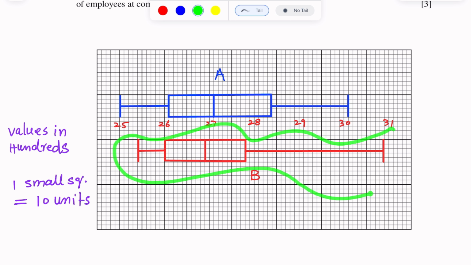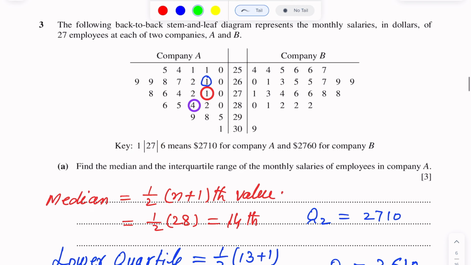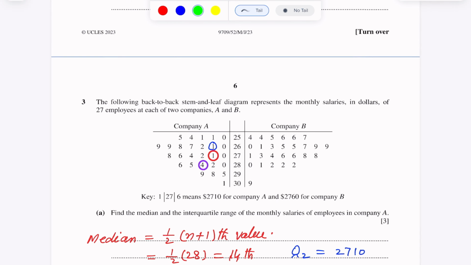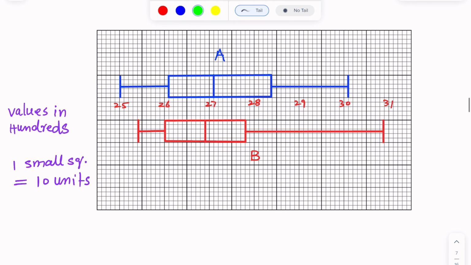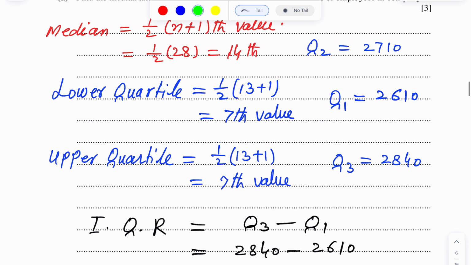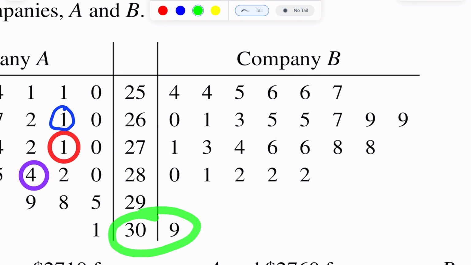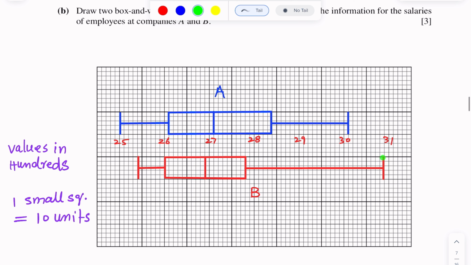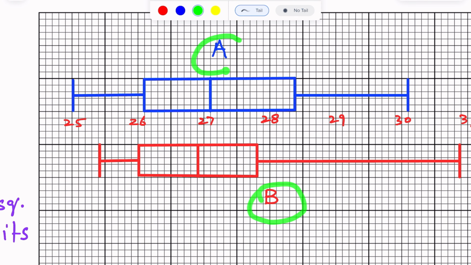In the same way, I have drawn the box and whisker diagram for B. This is the lowest value. You will take this lowest value from here. The lowest value is 254, meaning 2540. The highest value in the diagram is 30/9, meaning 3090. In the same way, this is the lower quartile, median, upper quartile. We join these to make a box, extend to the lowest value, and extend this line to the highest value. This diagram is for company B, and this diagram is for company A.